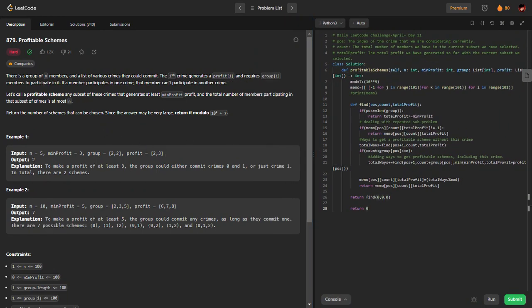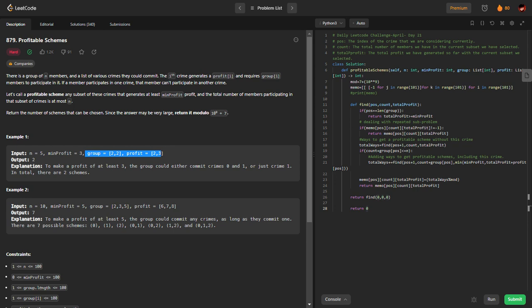So, these are the inputs which we are given. Just have a look at them and then we'll quickly understand what each of them are. We are given a group of n members and a list of various crimes that could be committed. Crimes means there are two things given for the crime. First is group, it is a list, and profit is also a list.